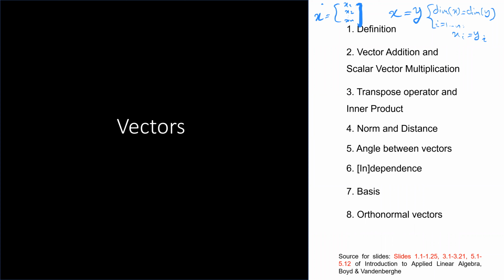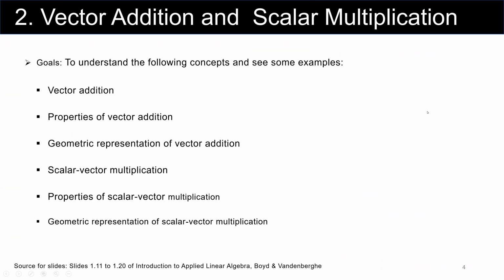In this part, we are going to continue talking about more details of vectors: vector addition and scalar multiplication. The goal of this part is to understand the following concepts and see some examples of each. First, we are going to talk about vector addition, how we can sum up two vectors. Then we talk about the properties that vector addition has.